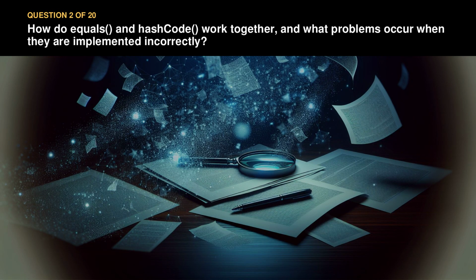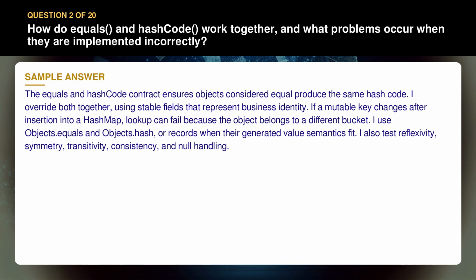Question 2. How do equals and hashCode work together, and what problems occur when they are implemented incorrectly? The equals and hashCode contract ensures objects considered equal produce the same hashCode. I override both together, using stable fields that represent business identity. If a mutable key changes after insertion into a HashMap, lookup can fail because the object belongs to a different bucket. I use Objects.equals and Objects.hash or records when their generated value semantics fit.